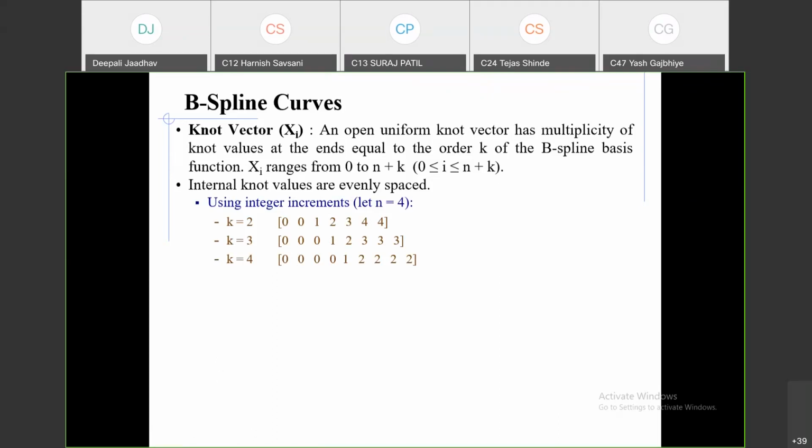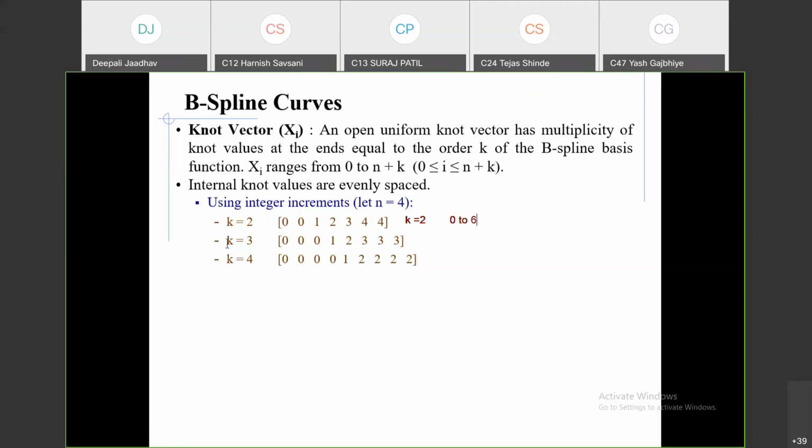Internal knot values are evenly spaced. For example, suppose integer increments are used with n equal to 4. When n is equal to 4 and k is equal to 2, i ranges from 0 to n plus k, meaning 0 to 6. So how many knot vector values are there in total? 7: 1, 2, 3, 4, 5, 6, 7.